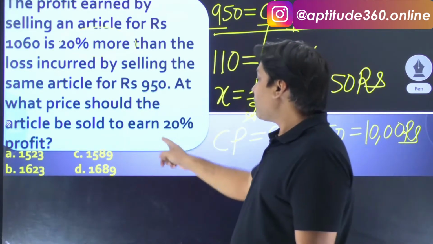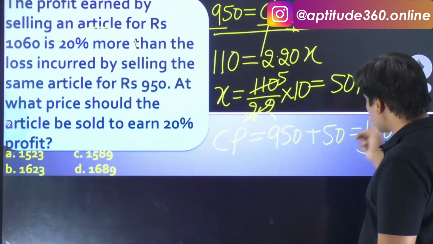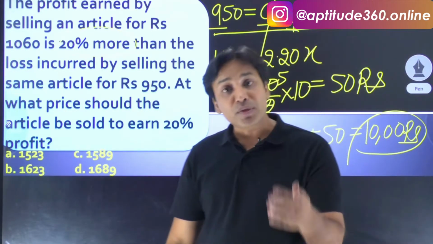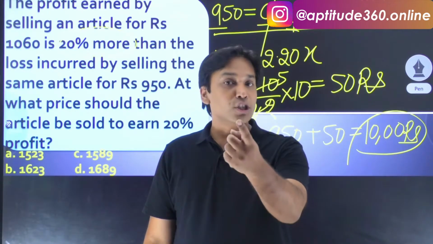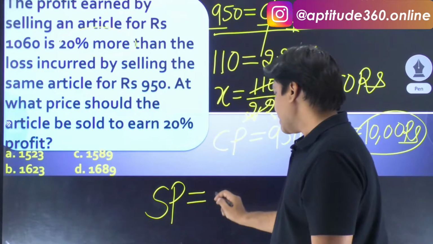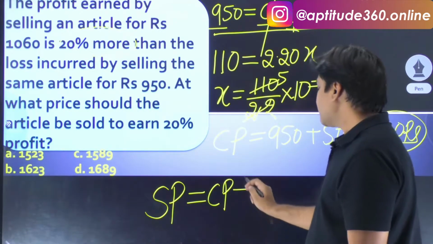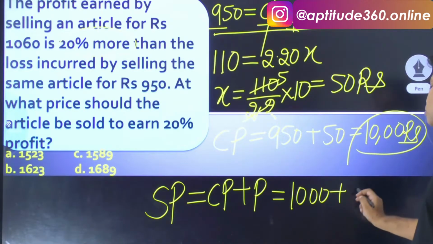अब प्रॉब्लम क्या बोलता है भाई, आप इसको कितने का बेचना चाहते हो? 20% प्रॉफिट पे. 20% प्रॉफिट आप किसका निकालोगे? कॉस्ट प्राइस का. कॉस्ट प्राइस आपने कितना निकाला? 1000 रुपीज. What is 20% of 1000 rupees? 20% of 1000 is 200 rupees. आप बेचोगे कितने का? सेलिंग प्राइस is going to be CP plus profit, and that value is 1000 plus 200.